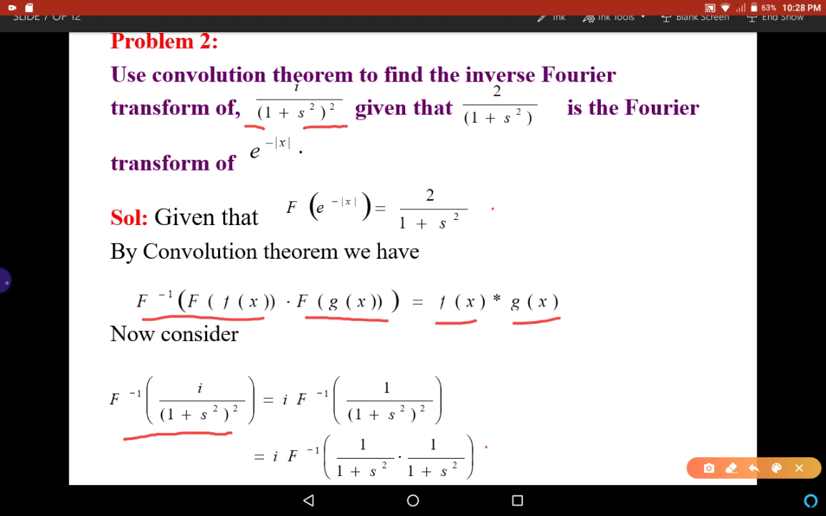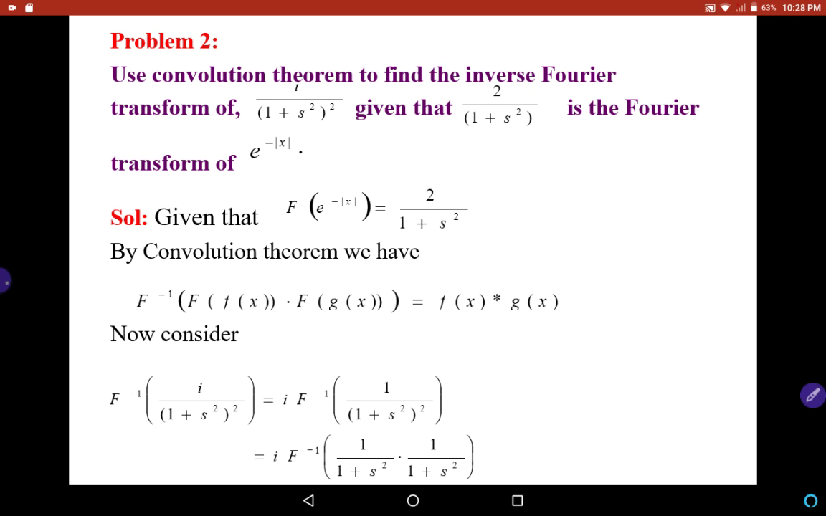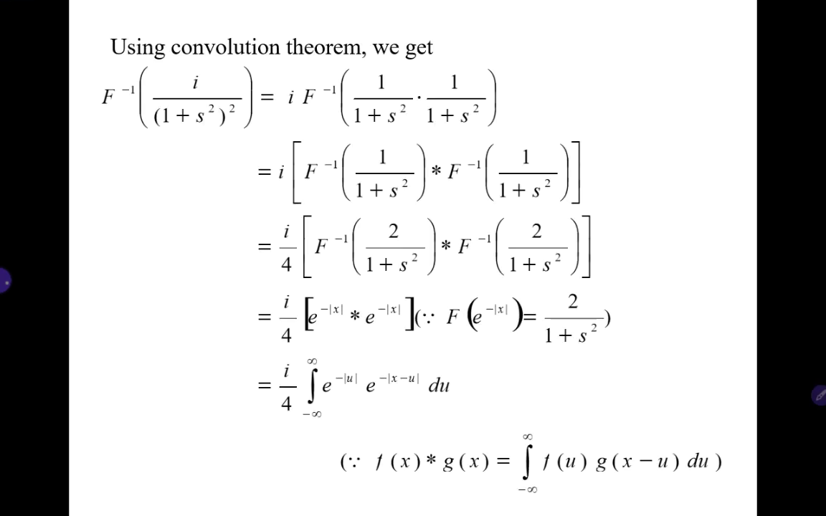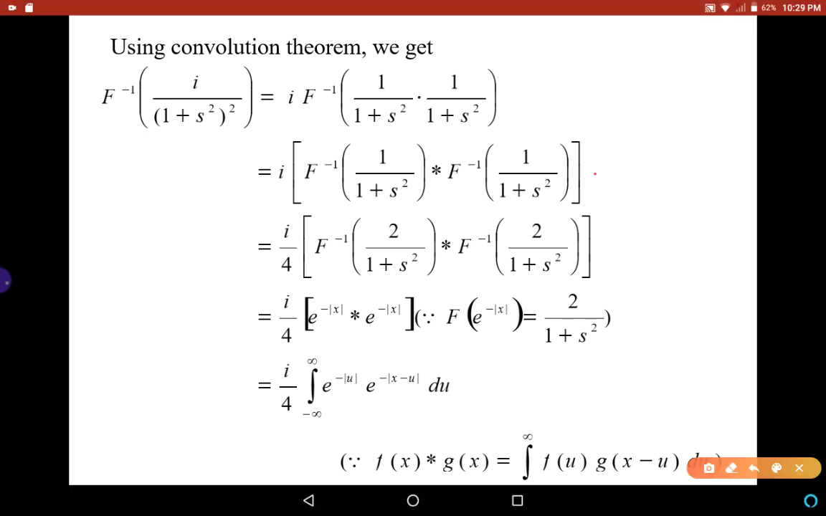Now, let us apply the convolution theorem here. F inverse of F of f of x into F of g of x is equal to f of x star g of x. That is, F inverse of 1 by 1 plus s square into 1 by 1 plus s square is equal to F inverse of 1 by 1 plus s square star F inverse of 1 by 1 plus s square. This we obtain using the convolution theorem.